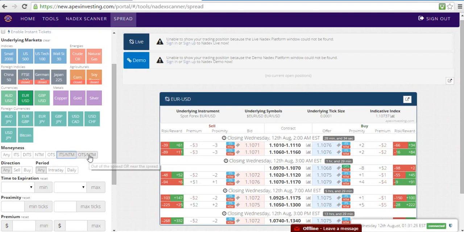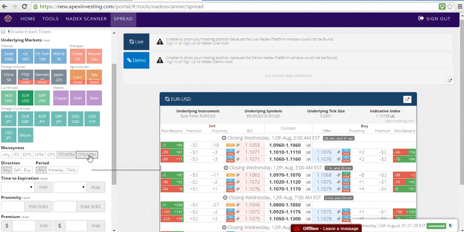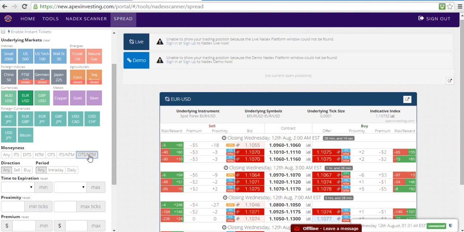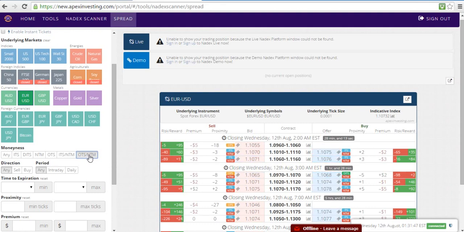This final one here is the combination of Out of The Spread or Near The Spread. These are very few and far between. You won't find these a lot, but when you find them, the ones that are out of the spread but still within 10 ticks of the market are going to be very low risk spreads. You're not going to find a lot of them, but based on the market movement, you can find them at times. So that is how this Moneyness section works. You can do Any to see everything, or you can narrow them down based on what you're looking for according to your strategy or system.